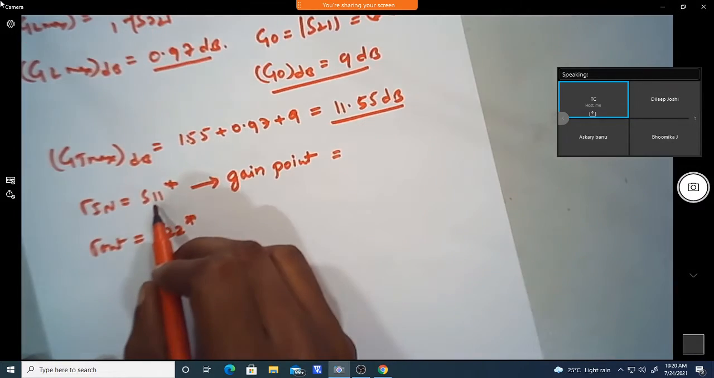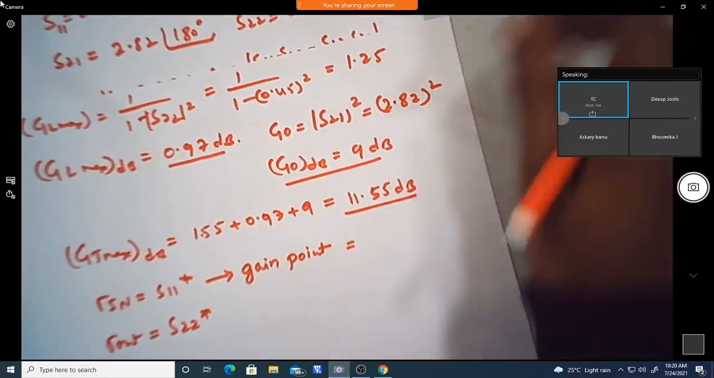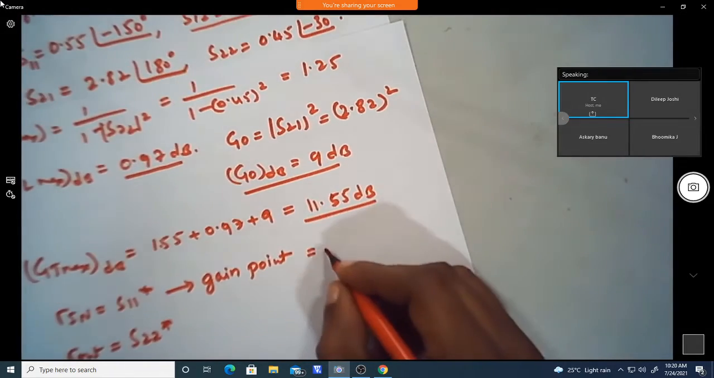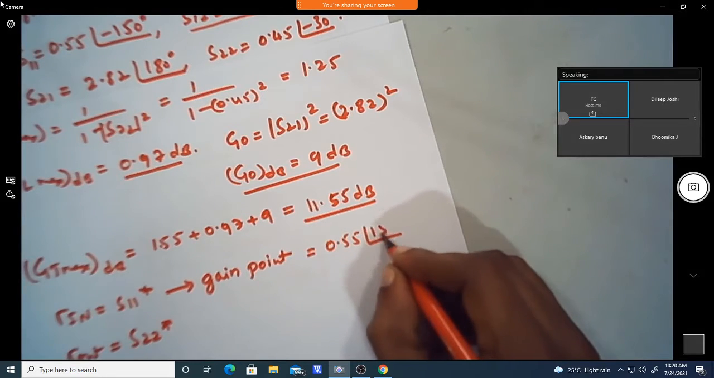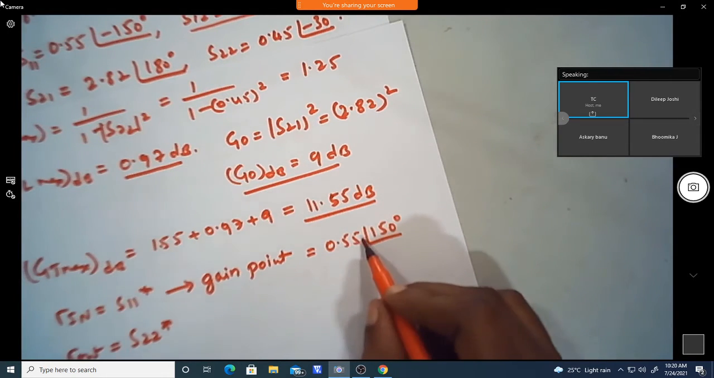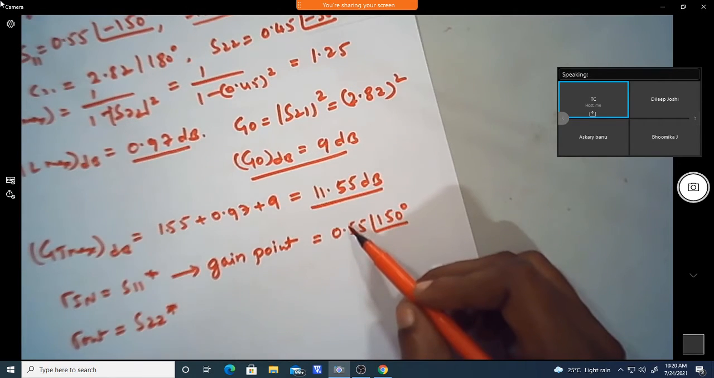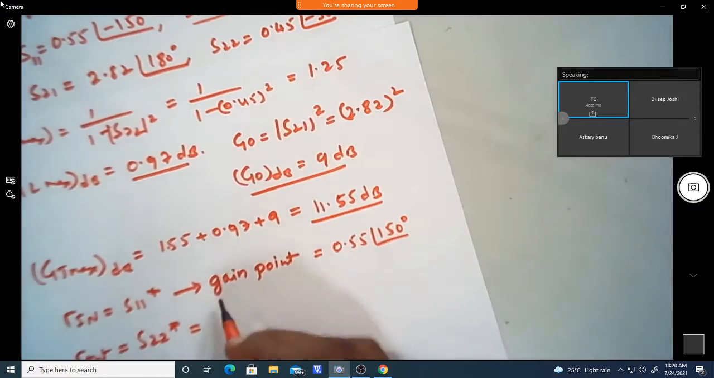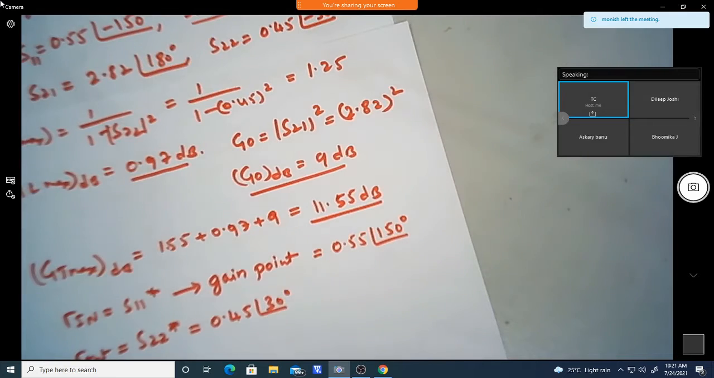That is S11 star, which is nothing but S11, given as 0.55 at an angle minus 150. Now we can find S11 star, which is equal to 0.55 at an angle plus 150 degrees. Now we need to mark this point on the Smith chart and obtain this gain for the input side. Similarly for the output side, S22 star is equal to 0.45 at an angle plus 30 degrees.